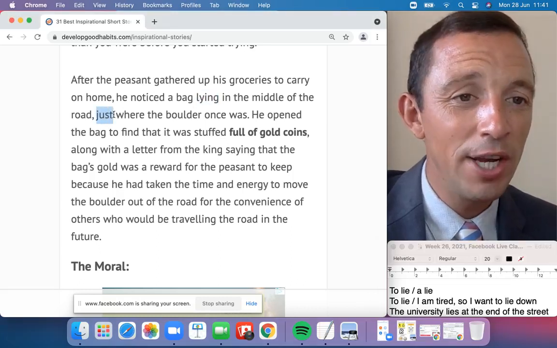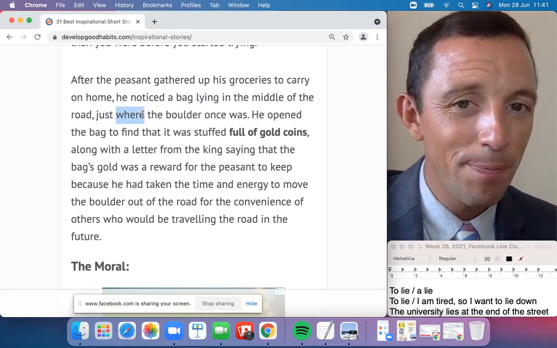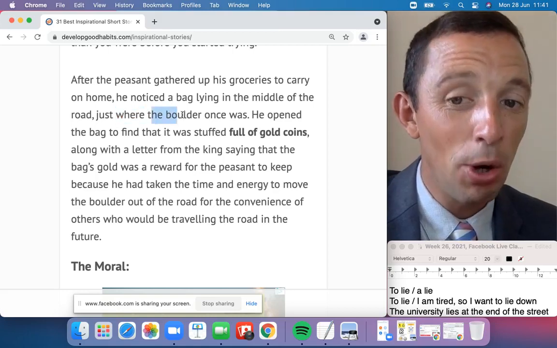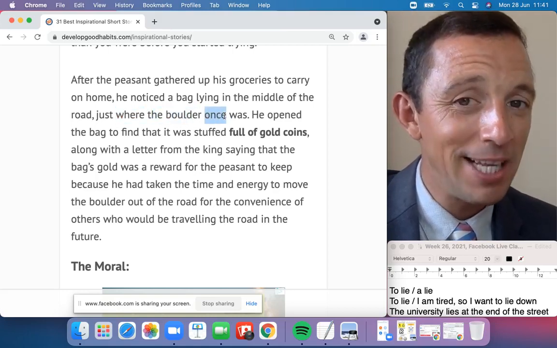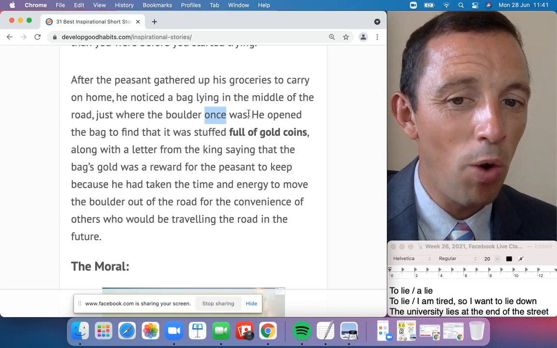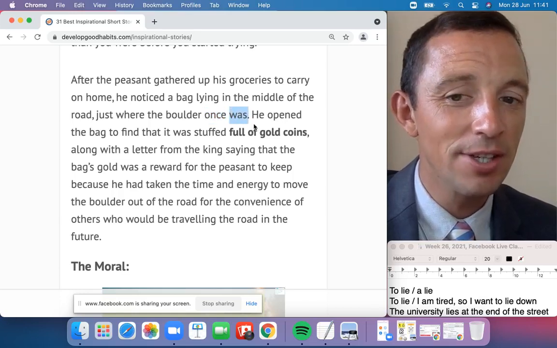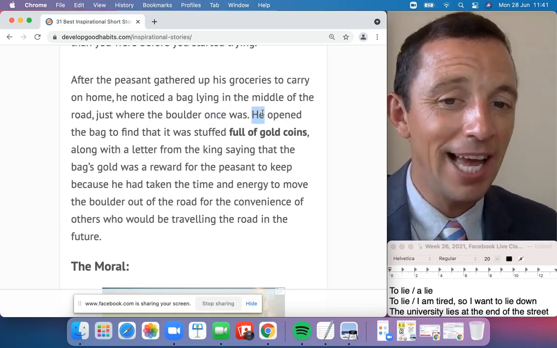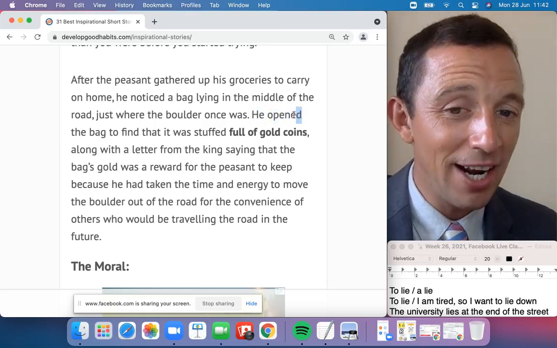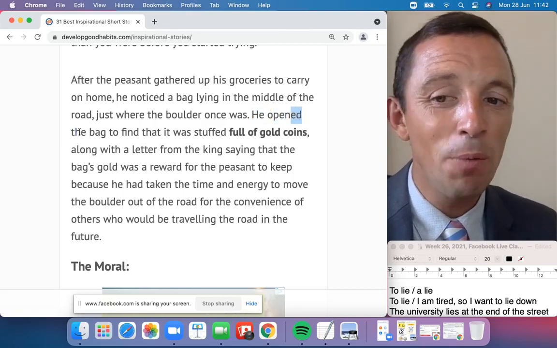Just or only or the exact location. Where, again, location. The boulder, once, that's maybe the adverb. One time was the verb, the location. Okay, he is the subject again. Open is the verb. It's regular in the past. He opened. Object is the bag.